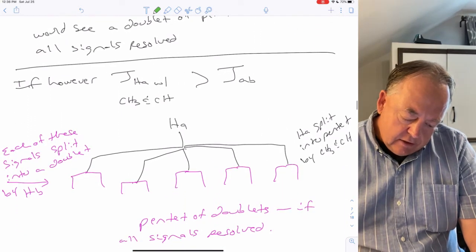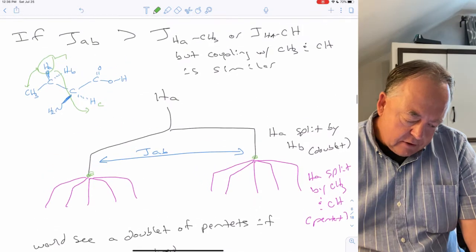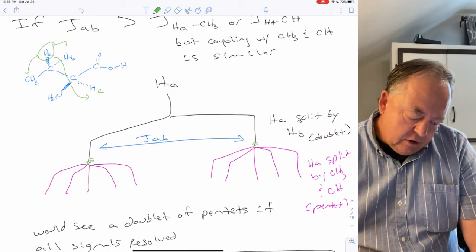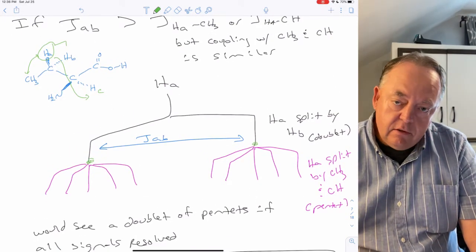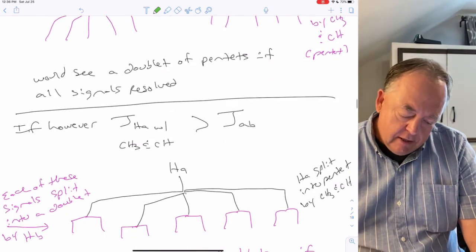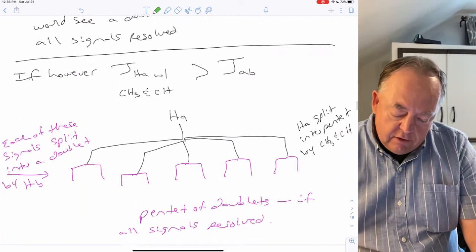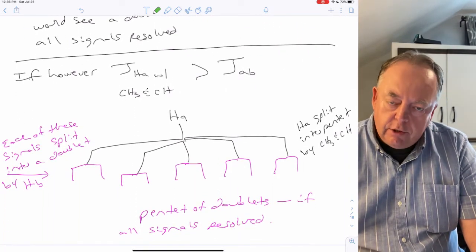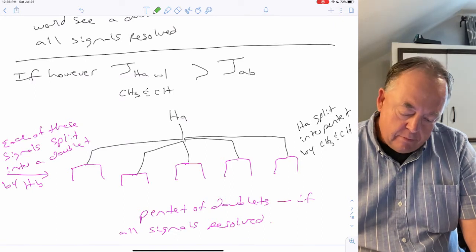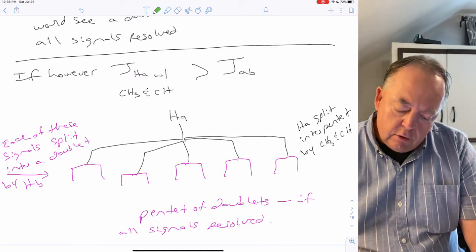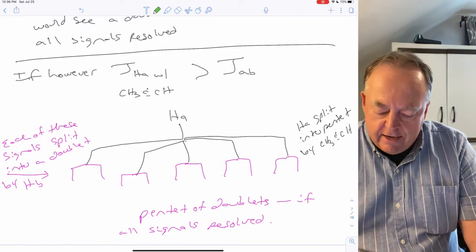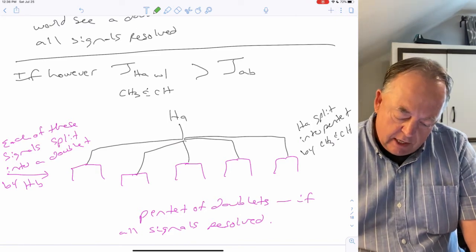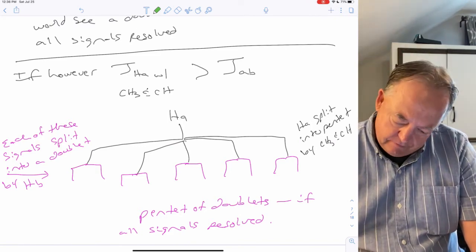Okay, so now if the situation was opposite, if the coupling constant with CH3 and H was bigger than the coupling constant with HB, then you would do that first. So then you would split with the CH3 and the CH first, so that would be a pentet. And then those 5 signals would be split by HA into doublets, so then you would have a pentet of doublets.